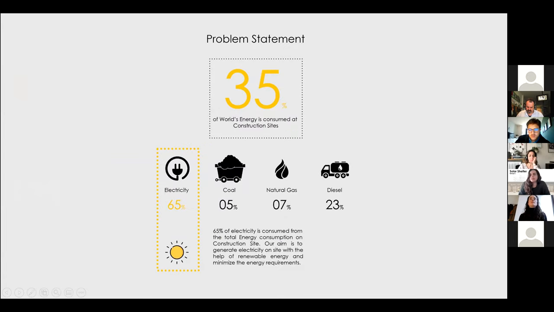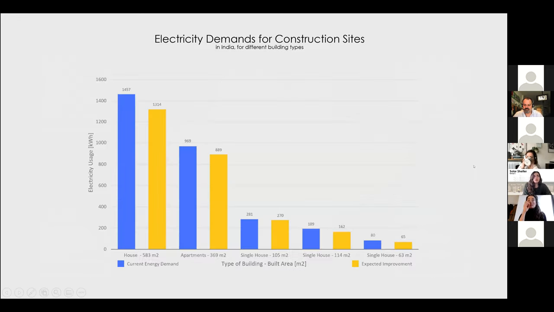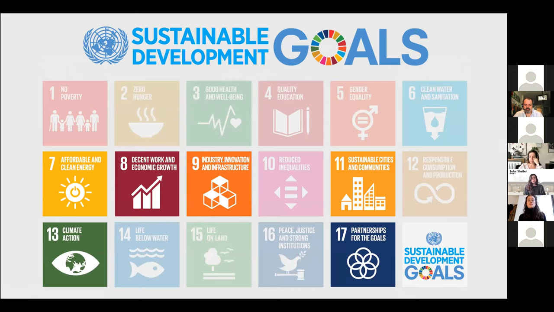We are designing a solar shelter. 35% of the water energy is consumed at construction sites. Based on the size as well as the function of the building, a different amount of energy is required each time. So if we generate electricity through renewable energy sources, then we can manage to minimize the energy requirements of the construction. And we can achieve that while contributing to 6 out of the 17 sustainable development goals.